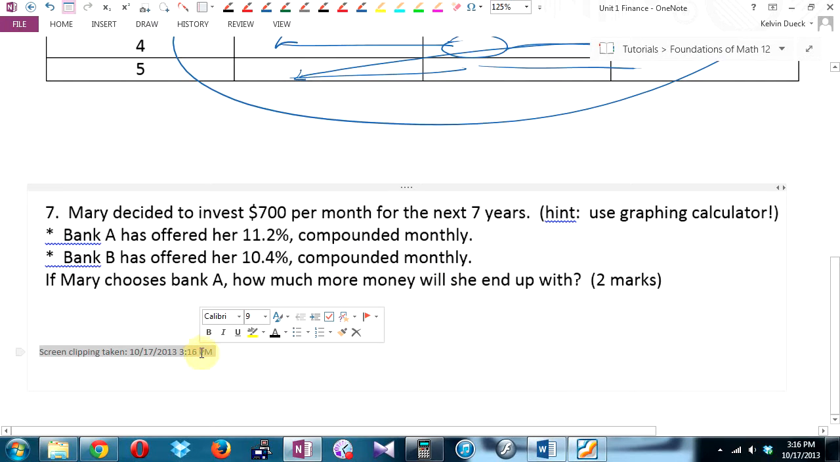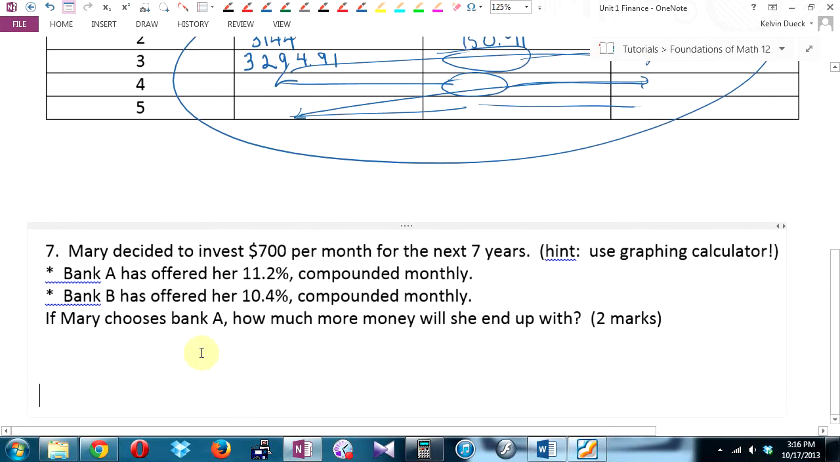Okay. Looking at this question, Rosanna, compound or simple? Compound. I see the word compounded appear next to bank A and next to bank B. It says, if Mary chooses bank A, how much more will she end up with? I'm sensing I'm going to figure out bank A, get an answer, figure out bank B, get an answer, and then they want me to find out how much more she made in bank A. I'm going to do some subtracting at the very, very end.